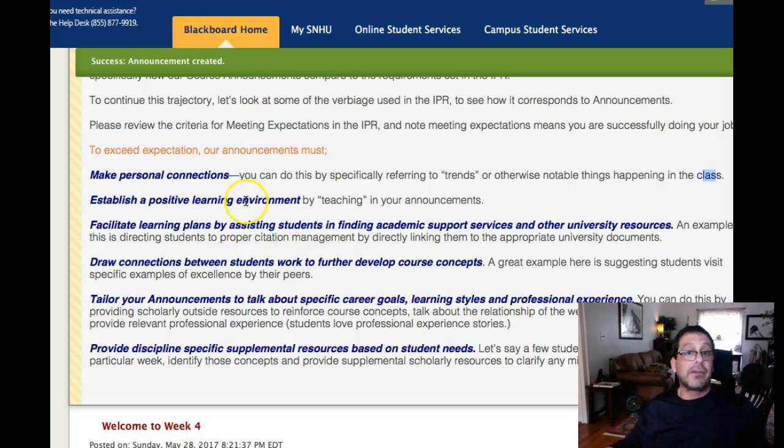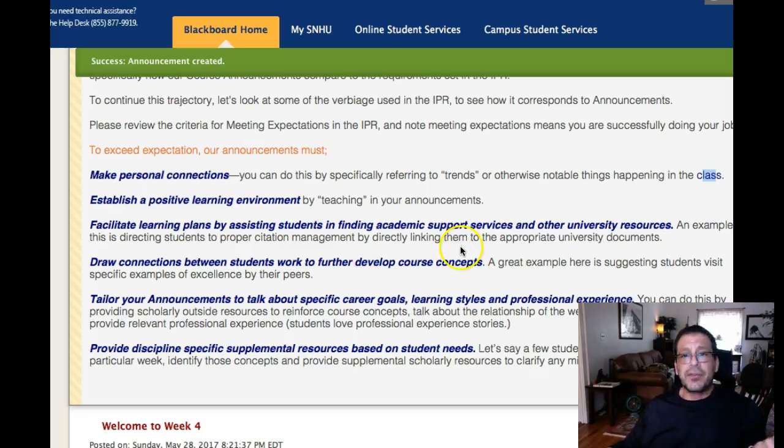Establish a positive learning environment by teaching in your announcements. Remember back in week 1, I described teaching in your announcements as a really super important way to take advantage of the fact that your announcements are the first thing your students are going to see that particular week. So use that opportunity to teach. That will in turn establish a positive learning environment, which will further consider exceeding expectations.